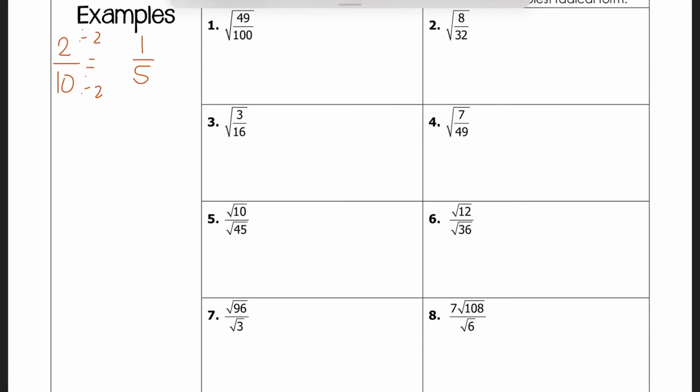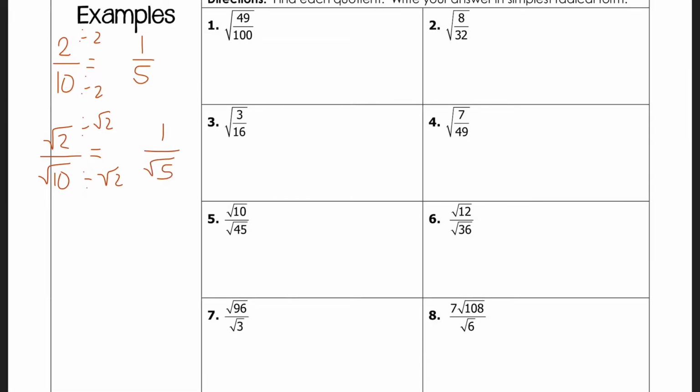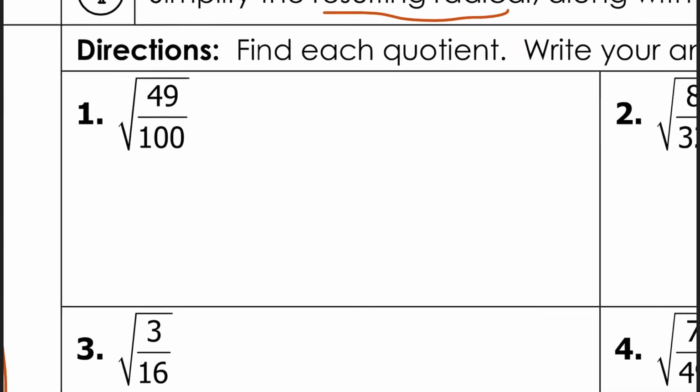Well, what if this was the square root of 2 and the square root of 10? You're not going to divide by 2, you're going to divide by the square root of 2. The square root of 2 divided by the square root of 2 is 1. 10 divided by the square root of 2 is the square root of 5. So you see the difference here is that we're going to end up keeping our radical sign, but you can simplify radicals the same way you can simplify regular fractions, and that is going to come in very handy in just a moment. Let's go ahead and do some example problems.